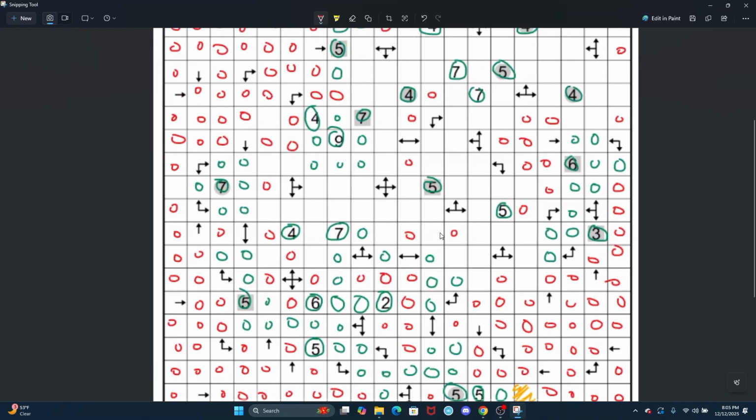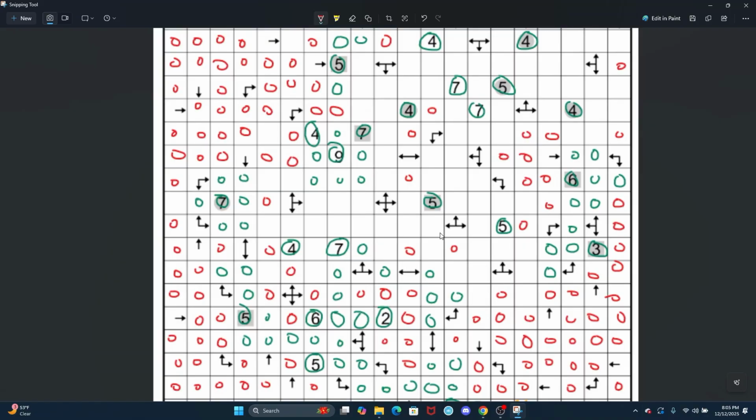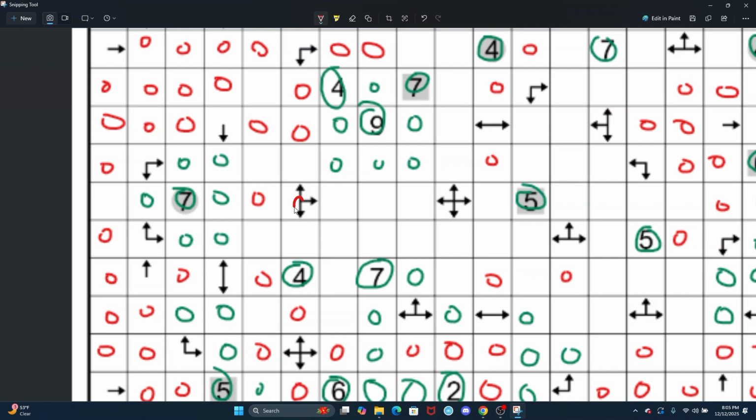Okay, now we're a little stuck. A little tricky. Okay, we can look at this arrow, or this cell with an arrow. Going downwards, there is a green cell within 2 away. Or there's a green cell 2 cells away.